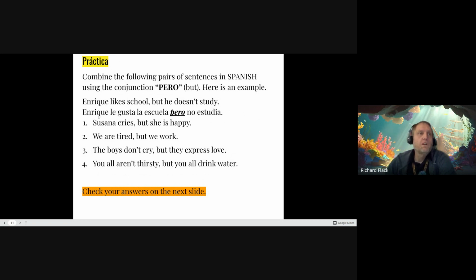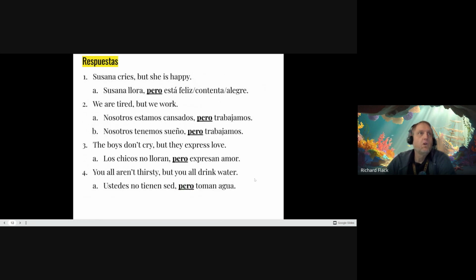All right, so work your way through these four examples. Put the video on pause. Come back when you're ready to check your answers. Okay, respuestas. Susana cries, but she is happy. Susana llora, pero está feliz or está contenta o está alegre. Remember, we have those three different ways we can say happy. If you use contenta, the adjective contento, make sure you put it in the feminine form contenta because Susana's a girl.